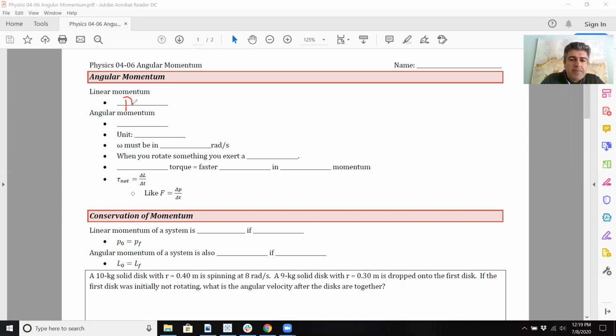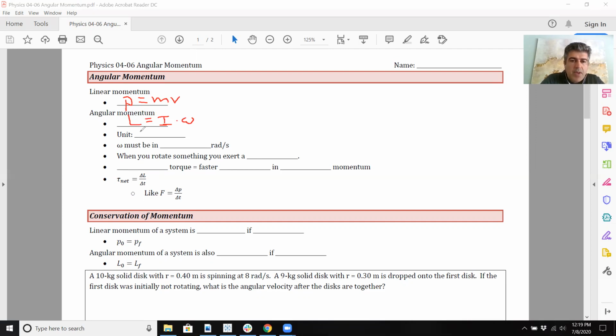So P equals mv. Angular momentum is this formula. We use capital L for angular momentum. L equals your inertia times omega. That's angular velocity.